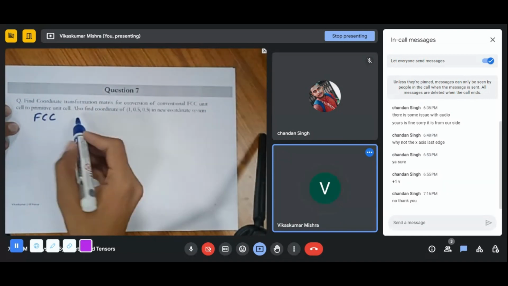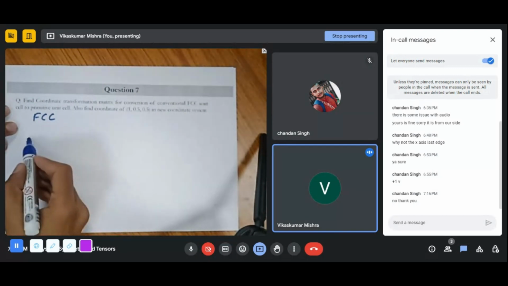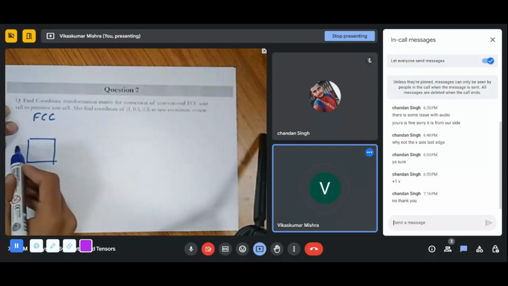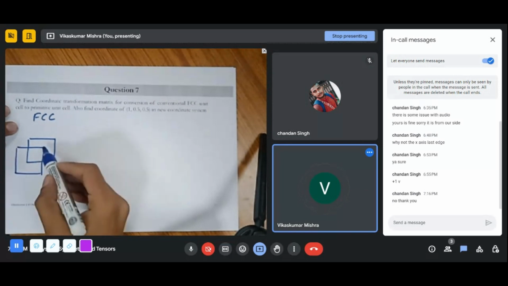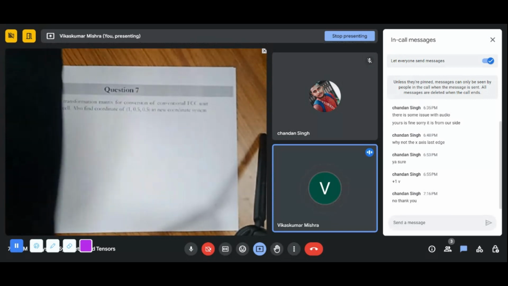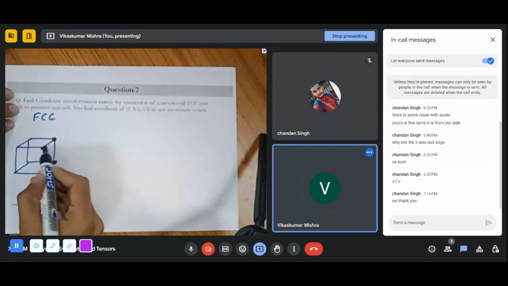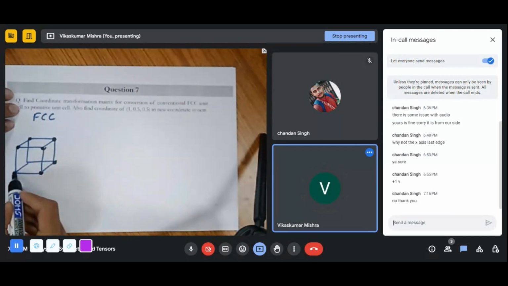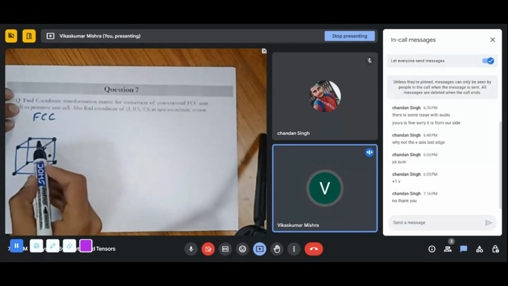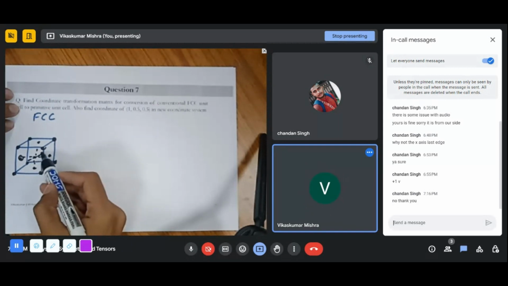In the FCC, we know what the conventional unit cell looks like. Let's draw one conventional unit cell in the FCC. Let's mark the lattice points, all at the corners, and at the face center also it will be there. In all the face centers it will be there, on the front face also and the back face also.